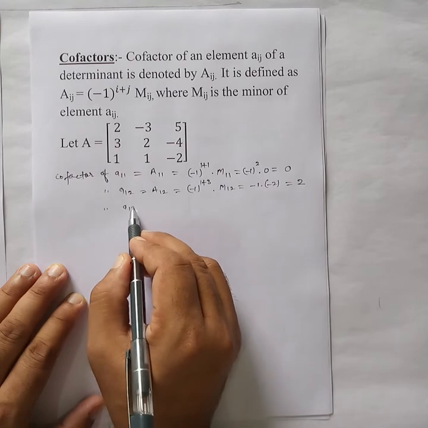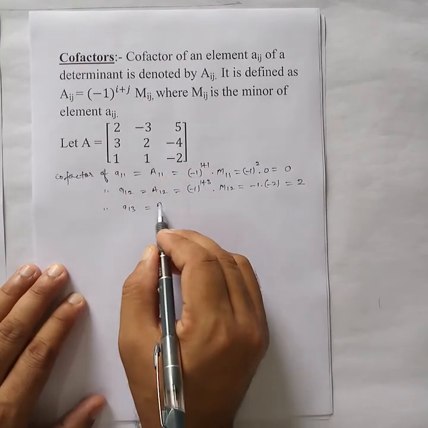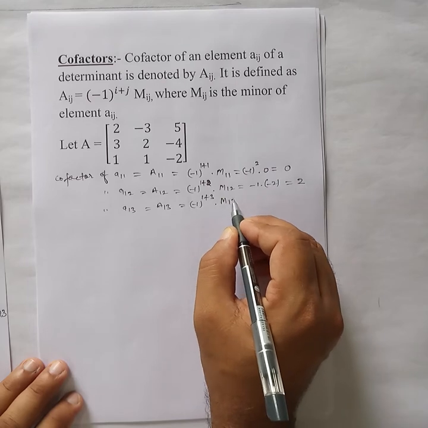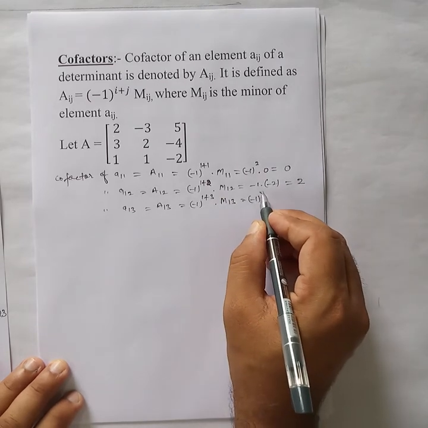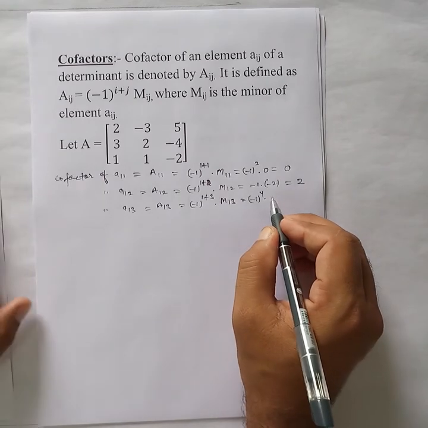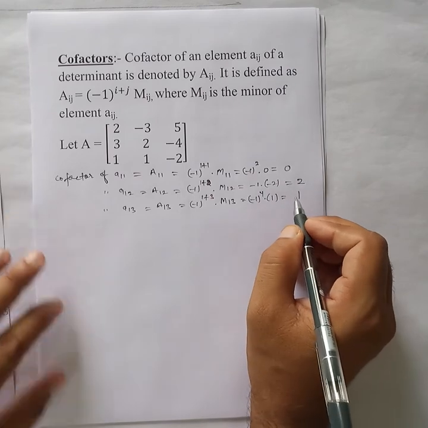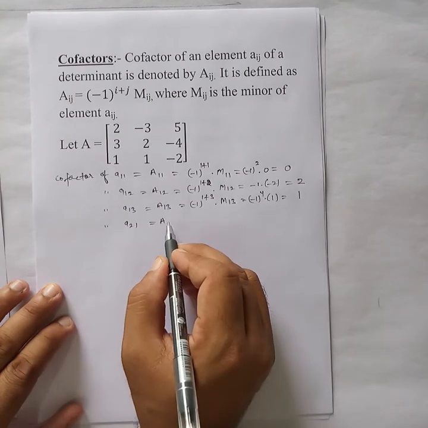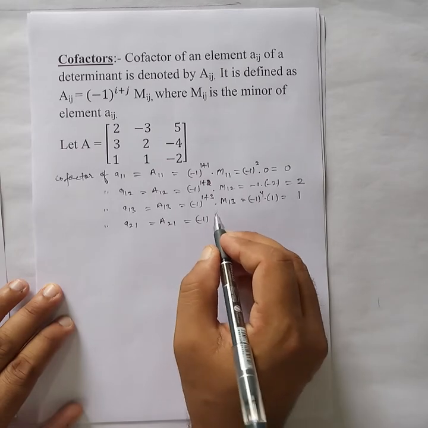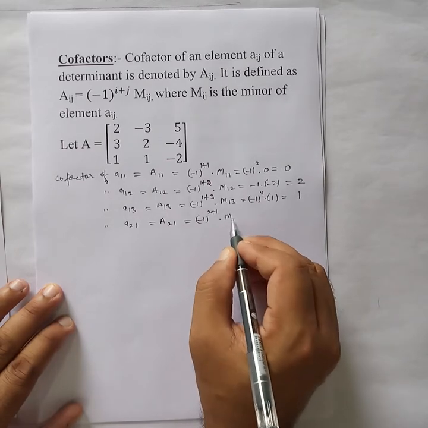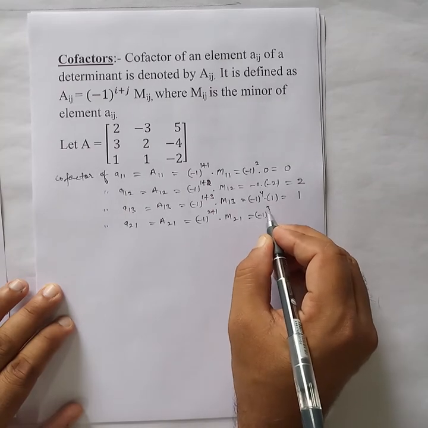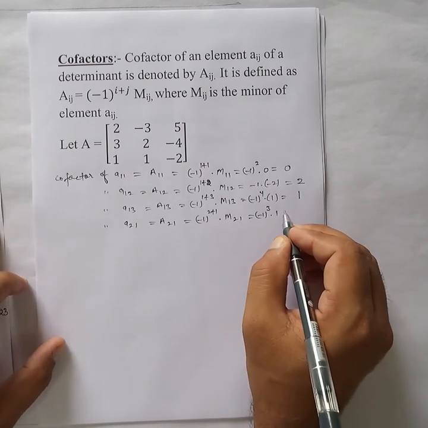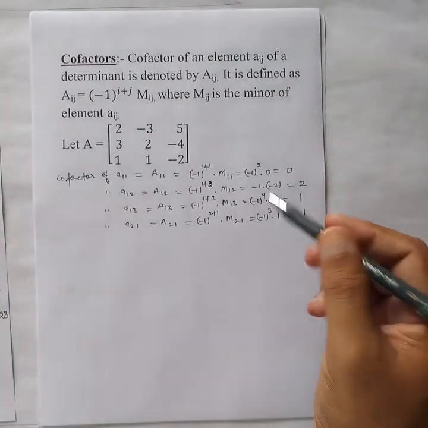Similarly, cofactor of element A13 will be capital A13, and it will be minus 1 raised to power 4 into M13, and M13 is 1, so we get plus 1. Similarly, cofactor of this element A21 will be capital A21, and it will be minus 1 raised to power 2 plus 1 into M21, that is minus 1 raised to power 3, that is odd power, into M21, and M21 is 1, so we get minus 1.